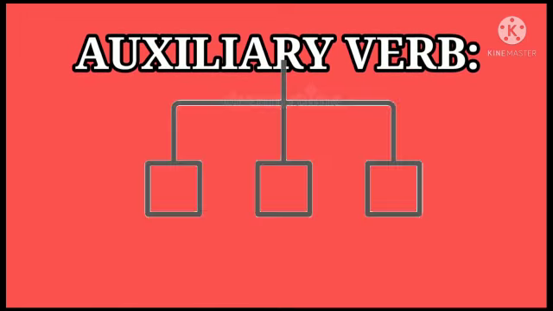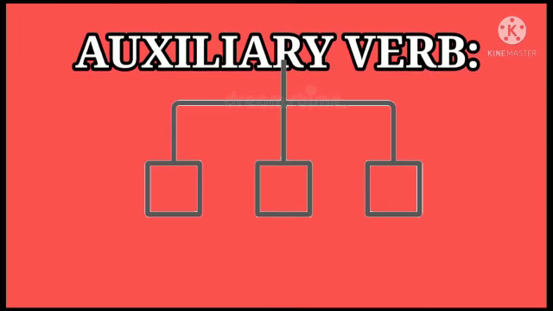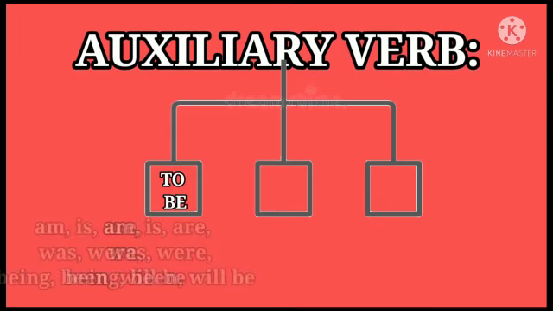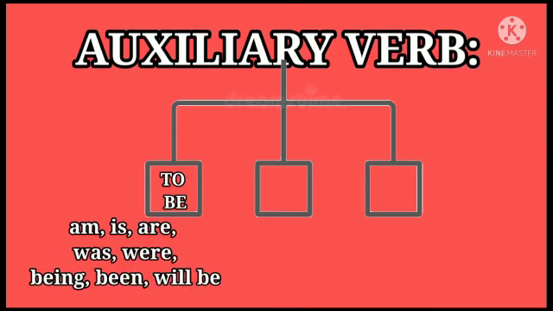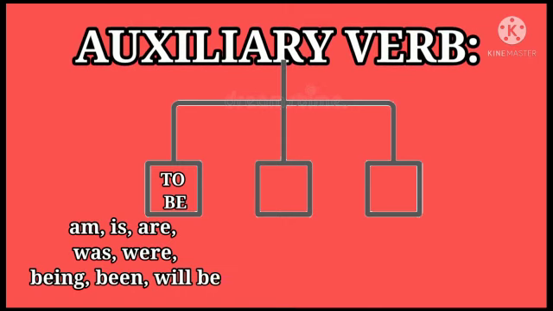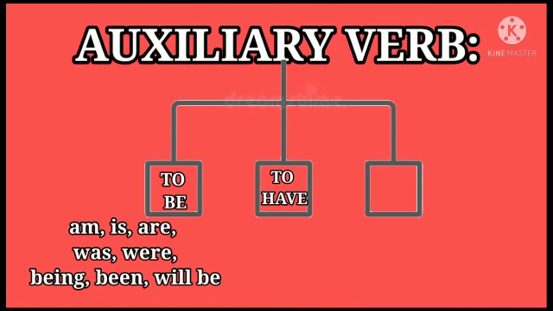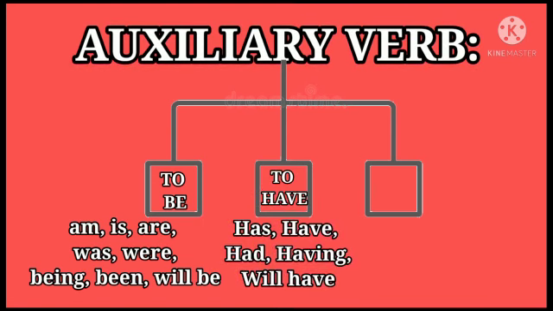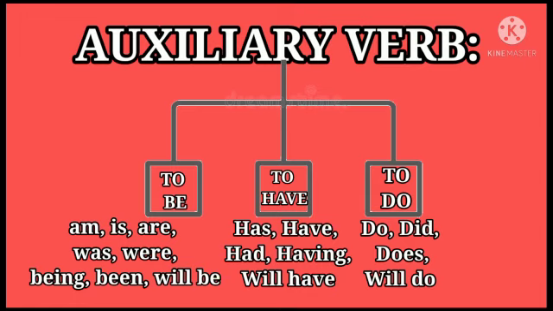Like there are three functions. The first one is to be. To be means am, is, are, was, were, being, been, will be. The next one, to have. That is have, has, had, having, will have. Next, to do. That is do, did, does, will do.